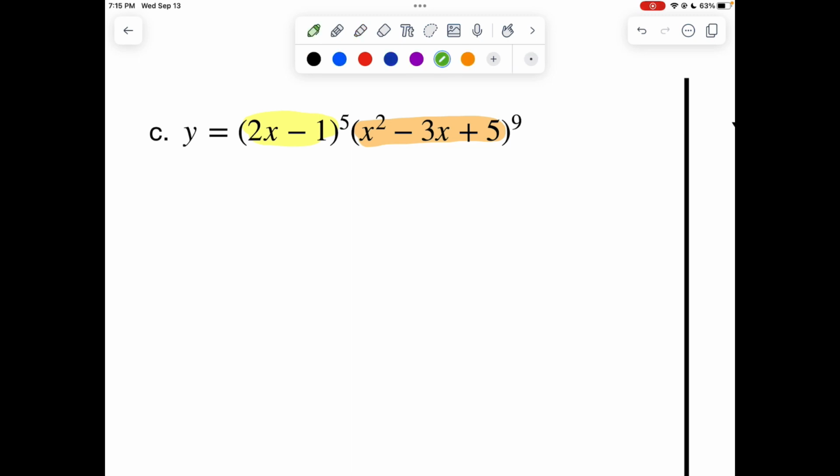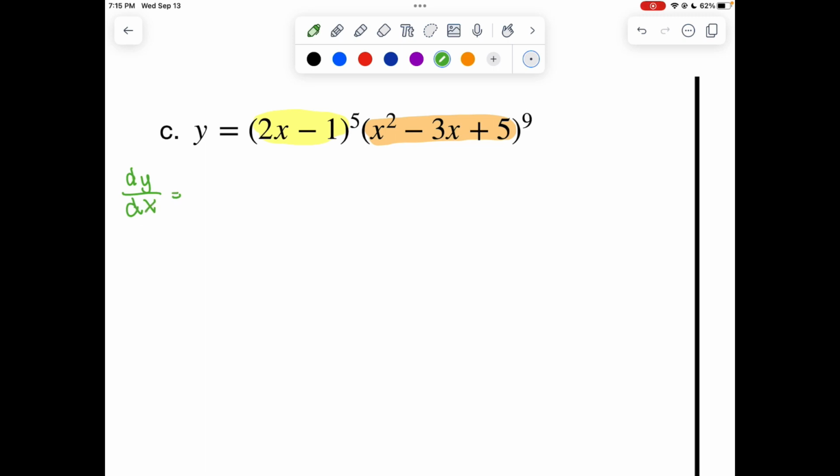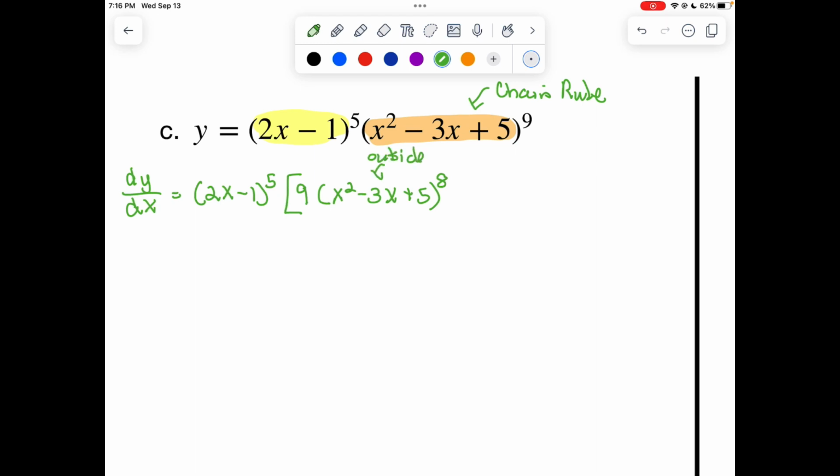So how would we start? Well, we'll start with the product rule. So again, the derivative of y with respect to x is going to be equal to our first term times the derivative of the second term. Now, in order to find the derivative of (x squared minus 3x plus 5) to the 9th power, I'm going to have to use the chain rule. Our chain rule is 9 times our inside function, x squared minus 3x plus 5, to the 8th power, because that's the derivative of the outside function. And now I need to multiply by the derivative of the inside function, which is simply 2x minus 3.